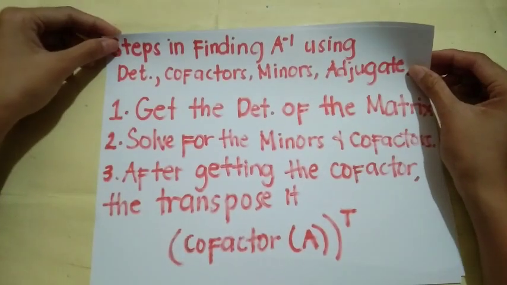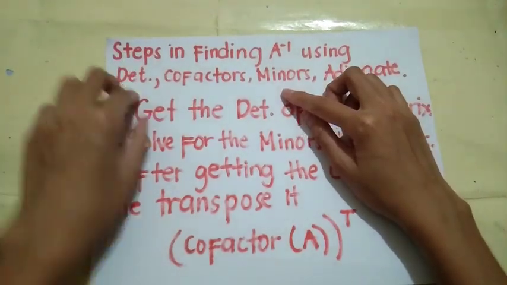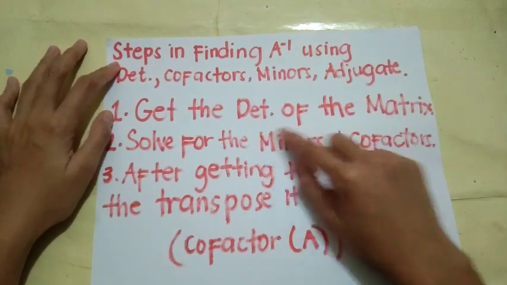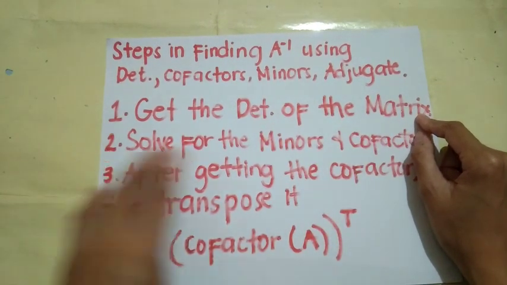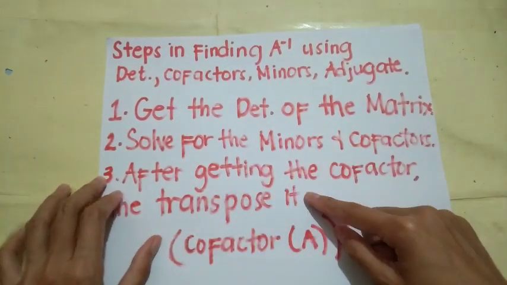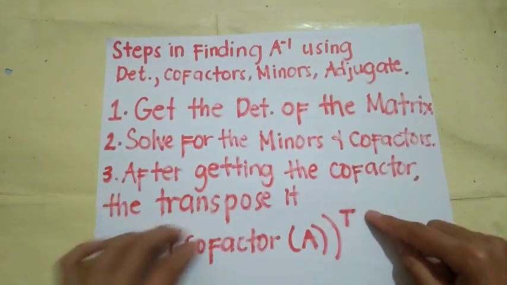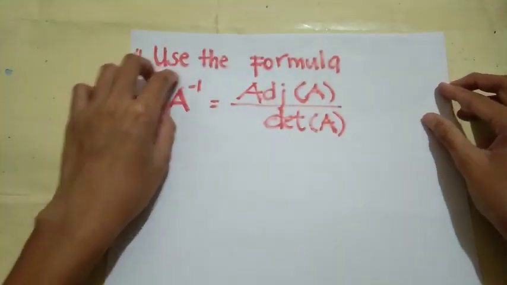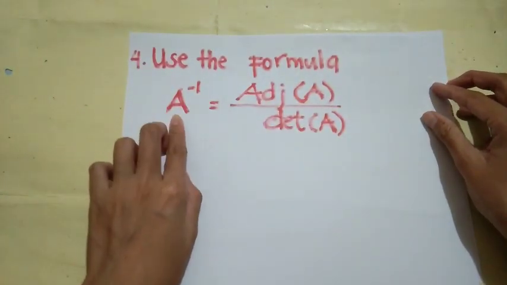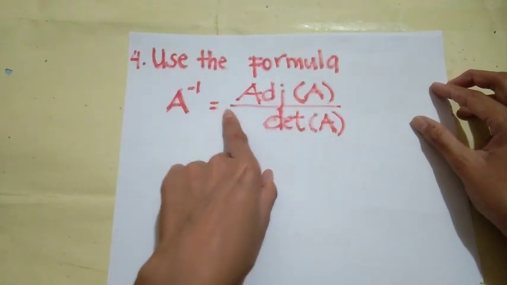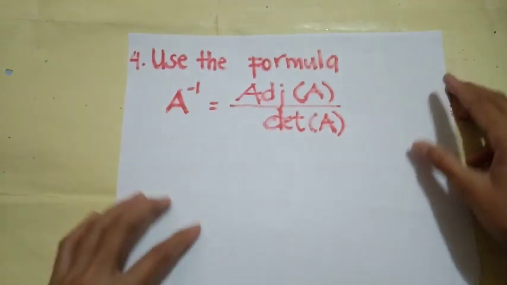Moving on to our steps in finding the inverse of A using the determinant, cofactors, minors, and adjugate. First things first, you have to get the determinant of the matrix A. And then solve for the minors and cofactors. Then, right after getting the cofactor, you have to transpose it, like this: cofactor A, then transpose it. Then, the last one, you have to use this formula to find the inverse of A: the adjugate of A all over the determinant of A.